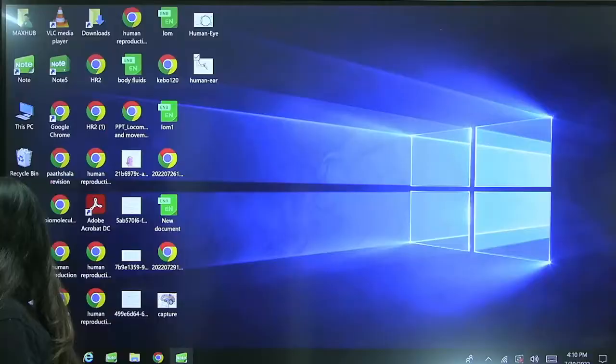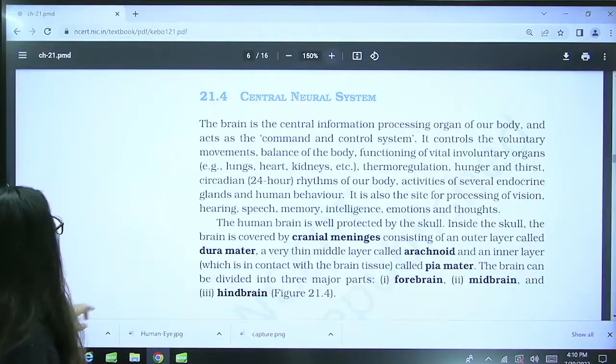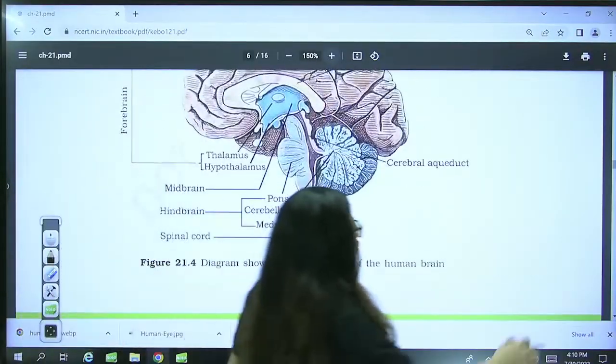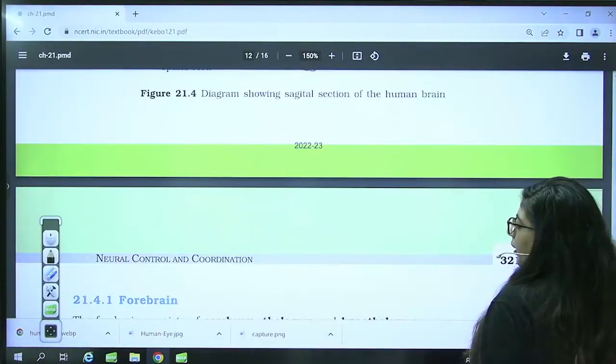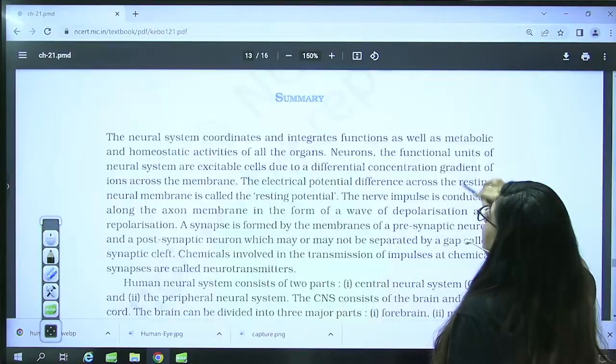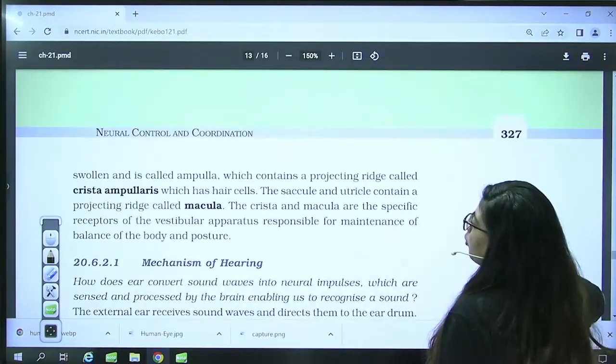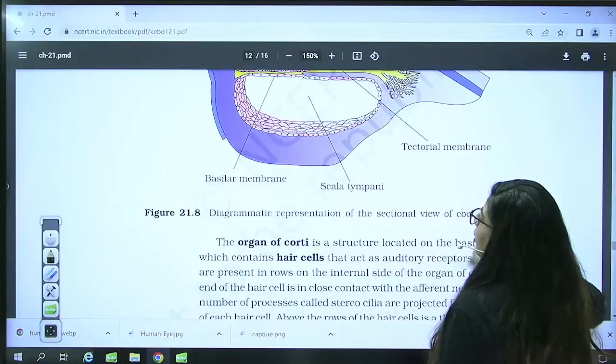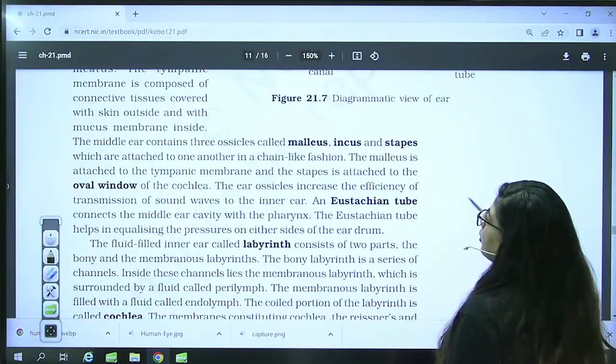Okay, guys, let's read about the eye. The eye is very important, that's why each and every line of the eye is important. So please open your NCERT books.